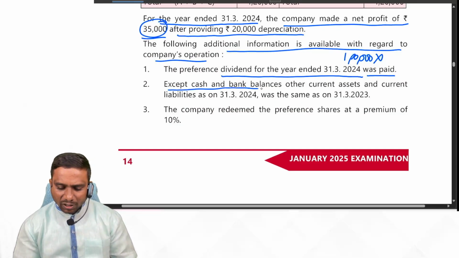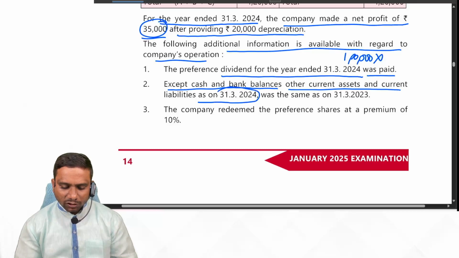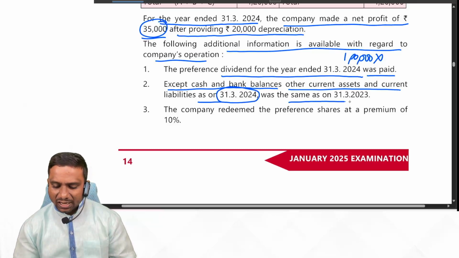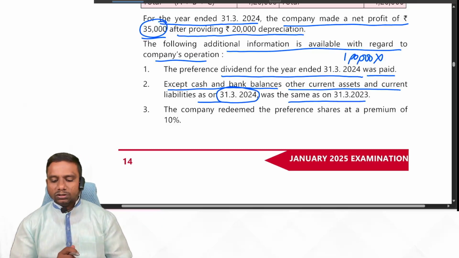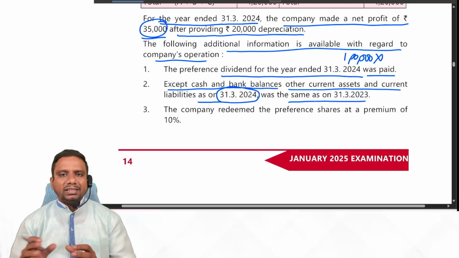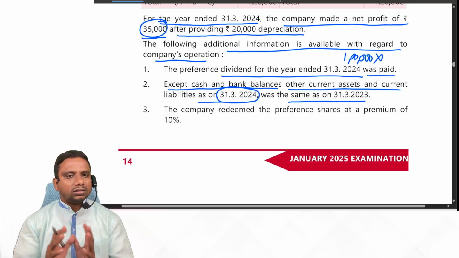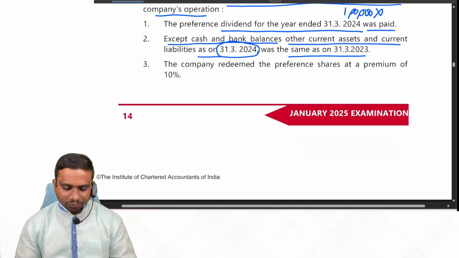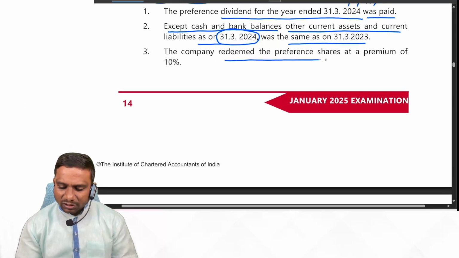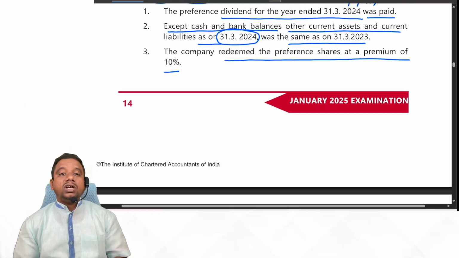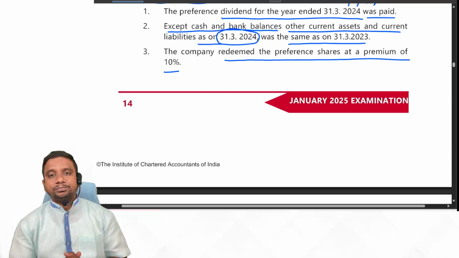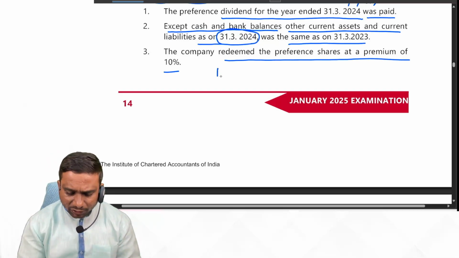Except cash and bank balances, other current assets and current liabilities as on 31st March 2024 were the same as on 31st March 2000. Except bank balance, all the remaining are the same. Okay, no problem. The company redeemed the preference shares at a premium of 10%. Now we are going to redeem preference shares. How much face value?